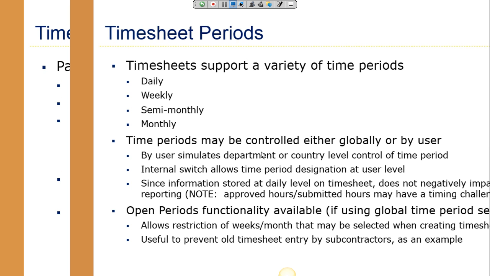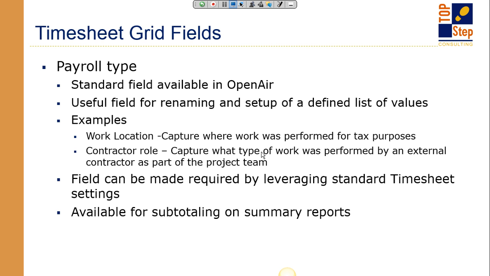Timesheet grid fields. So often customers are asking, we want to be able to capture additional information on the timesheet, not just the project and the task and the user. So there are a couple of options that allow you to add additional drop-down options when you're entering your time. There's a field called payroll type. This is available under timesheet settings, and it's a standard field, and you can add payroll type to the timesheet. And you can rename payroll type to whatever you need to rename it to in the terminology.